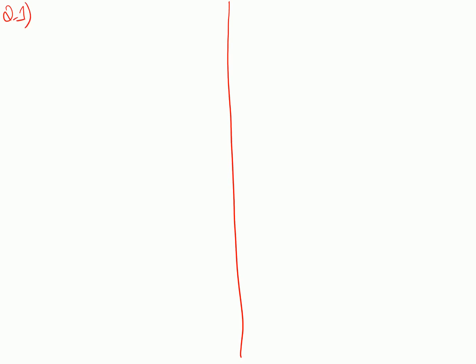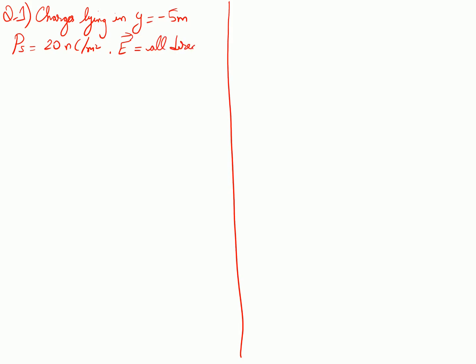We have charges lying in y equals to minus 5 axis in the form of an infinite sheet, and we have been given the surface charge as 20 nanocoulomb per meter square. We have been asked to find the electric field in all directions. Okay, so this is the first question that we want to solve.